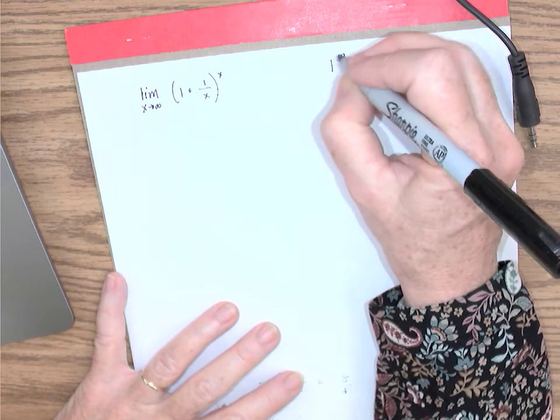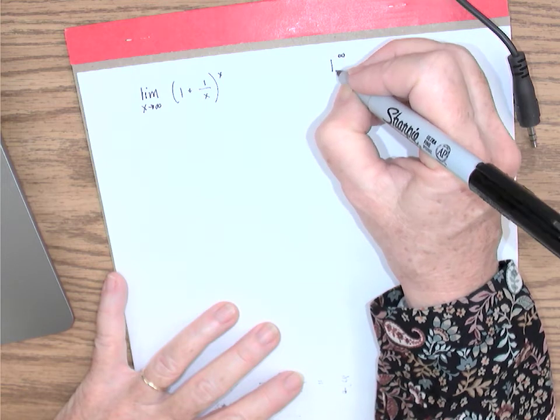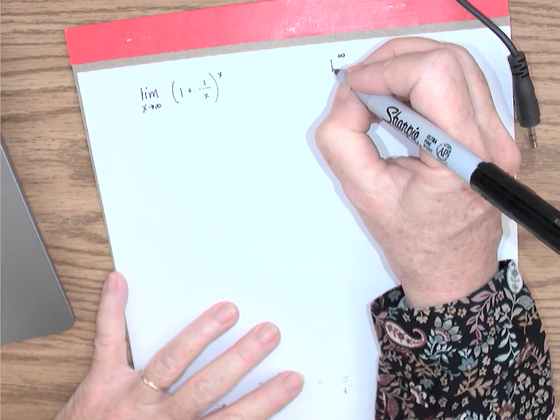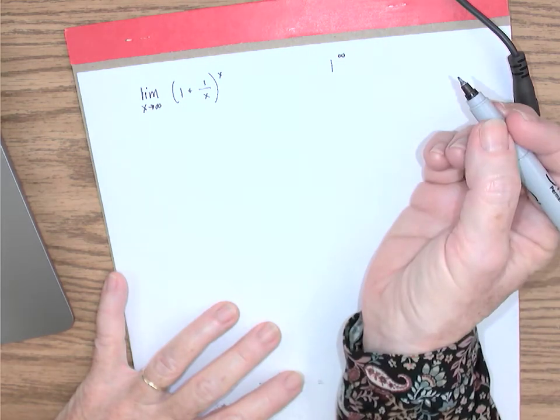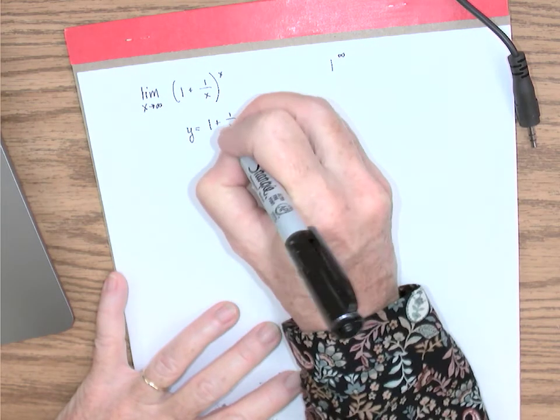If something is a little bit bigger than 1, generally it's going to be a big number. And if something is a little bit less than 1, it's going to go to 0. So let's see what's going on here. I don't know what this is, and it is indeterminate form. So I'm going to let y be equal to (1 plus 1 over x) to the x.